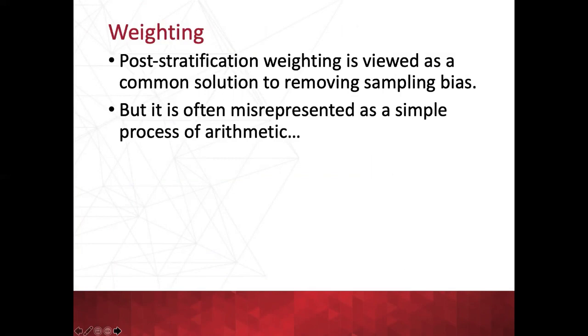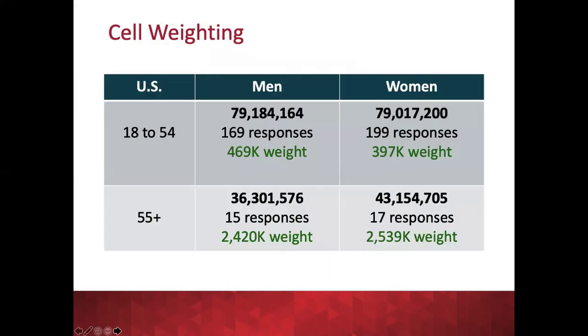But the key thing is, I think most textbooks and most introductions to weighting present it as if it's just a process of arithmetic. And to show that process of arithmetic, here we have the United States population divided into 4 boxes, men versus women, 18 to 54, so adults, versus 55 plus. So you take census data, you divide that up. And here we have a sample survey where we underrepresented the 55 and up. So we only had 15 responses from men of that age, 17 responses from women. So you divide the total population that you know about by the number of respondents that you got, and that's the weight that you apply.